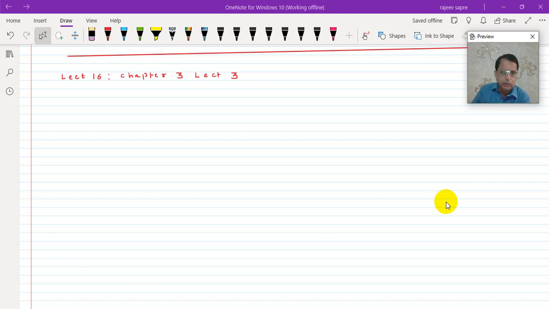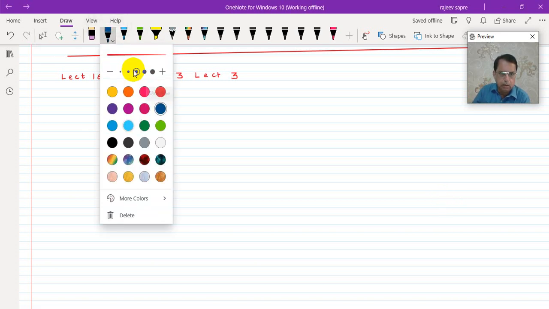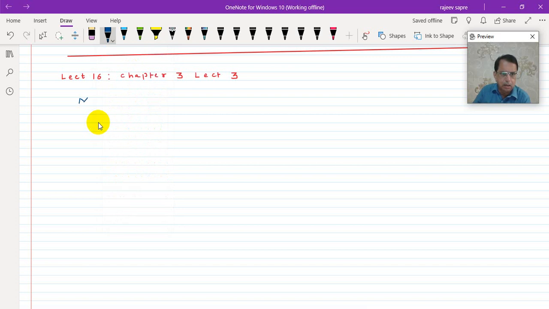Okay, now in this particular lecture, which may be the last lecture for this chapter, we are going to work on medians. So we will go for medians of the triangle. So what is a median? It is a line segment, right? A median is a line segment from the vertex which joins the midpoint of the opposite side, right?